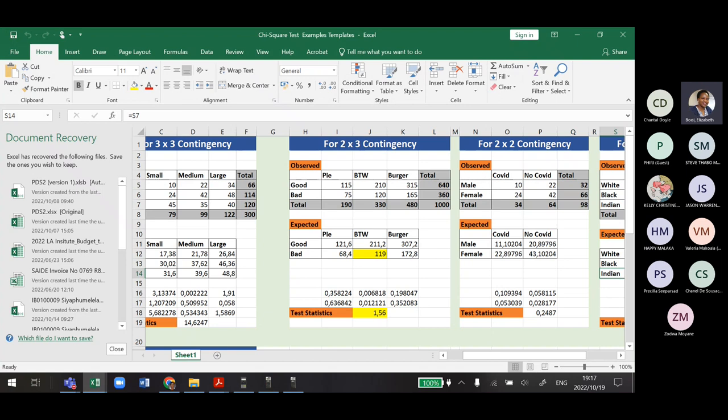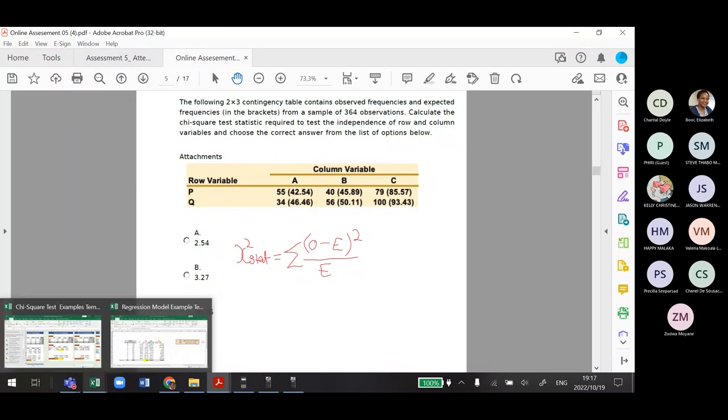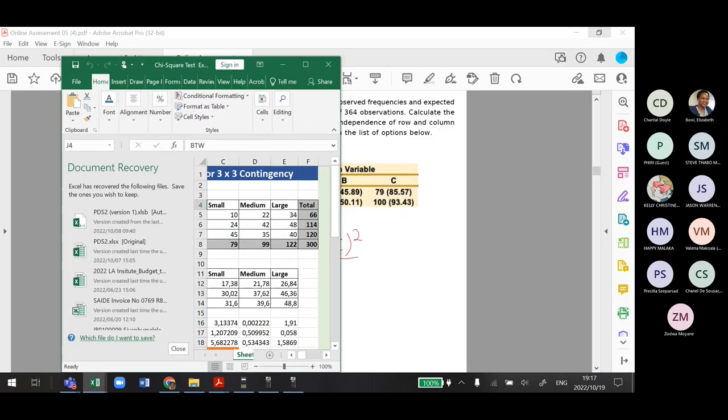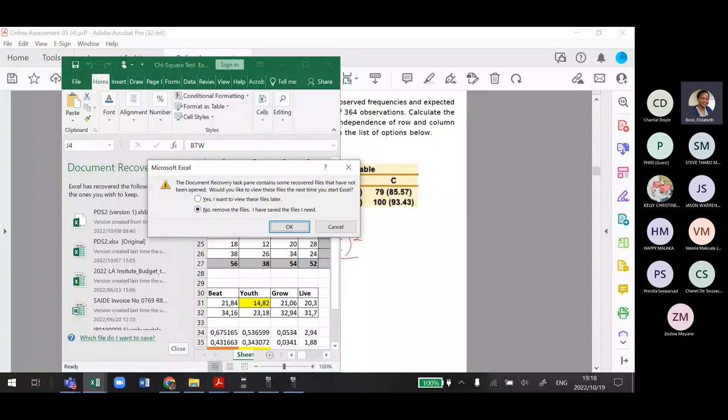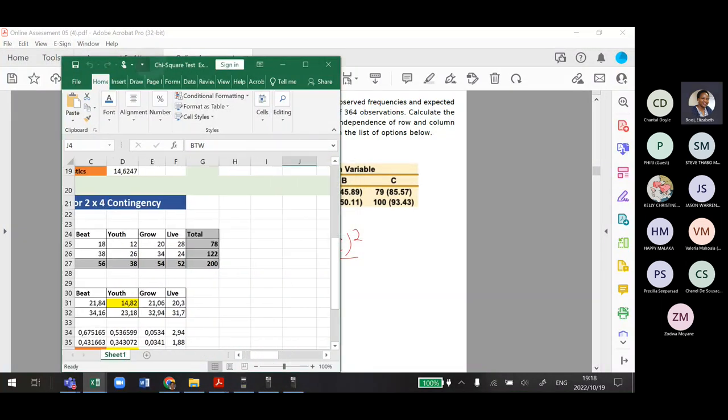Let's go back to the template. It's a 2x3 contingency table. So you go to the 2x3 contingency table. This one, close there. The table can be bigger.